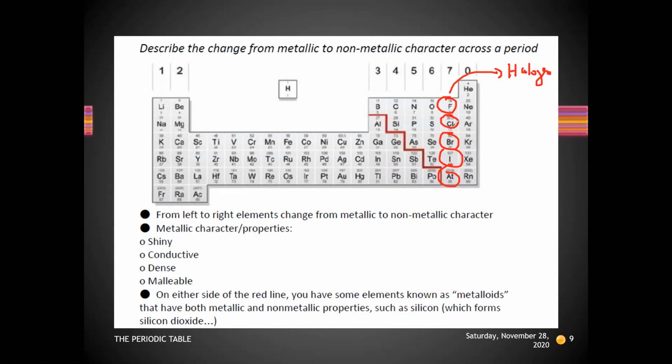Like sodium reacts with fluorine to give sodium fluoride, which is a salt. Potassium reacts with chlorine to give potassium chloride, which is also a salt. Bromine reacts with, for example, calcium to give calcium bromide, which is also a salt. And silver reacts with iodine to give silver iodide, which is also a salt. So these elements form salts. That's why we call this group 7 the halogens.